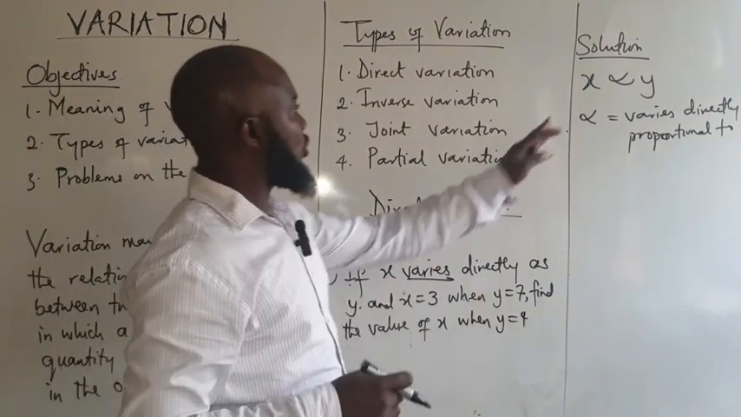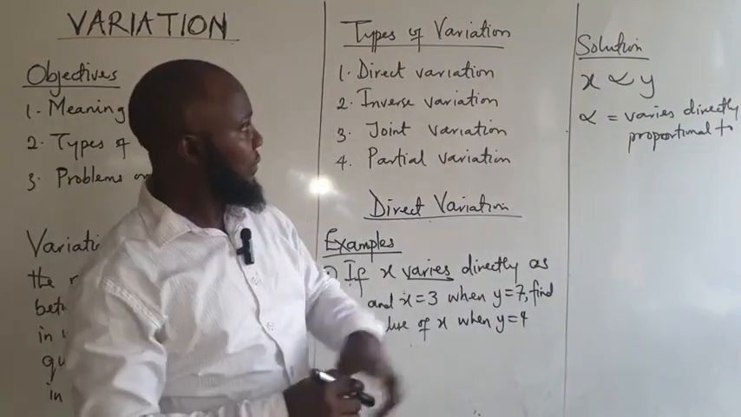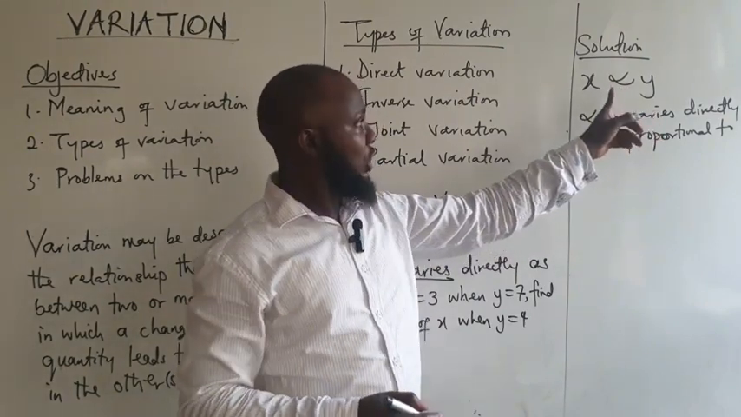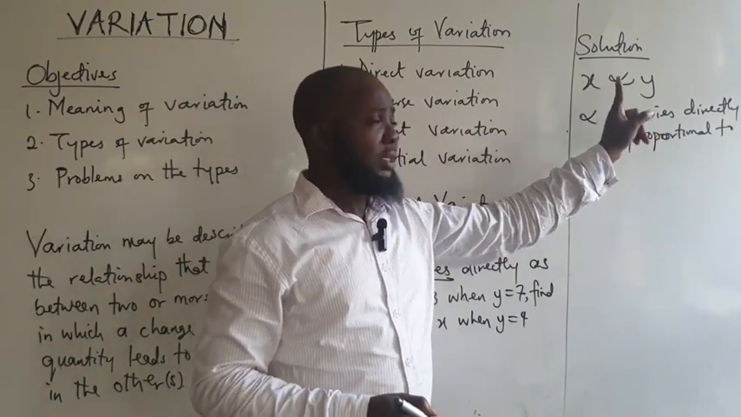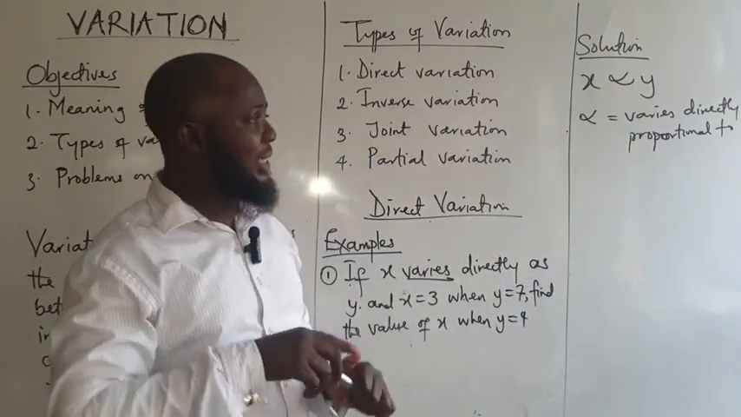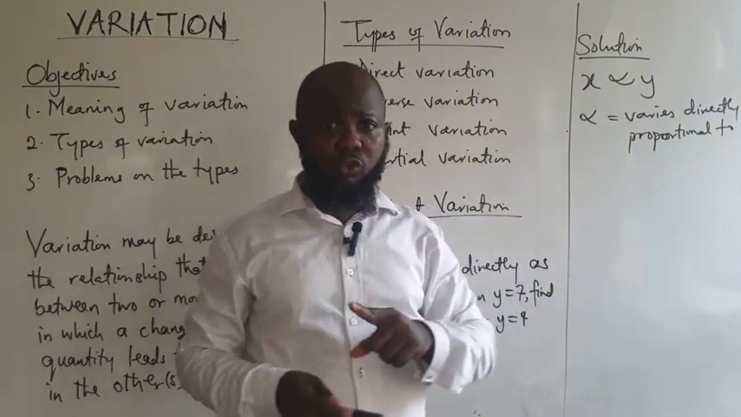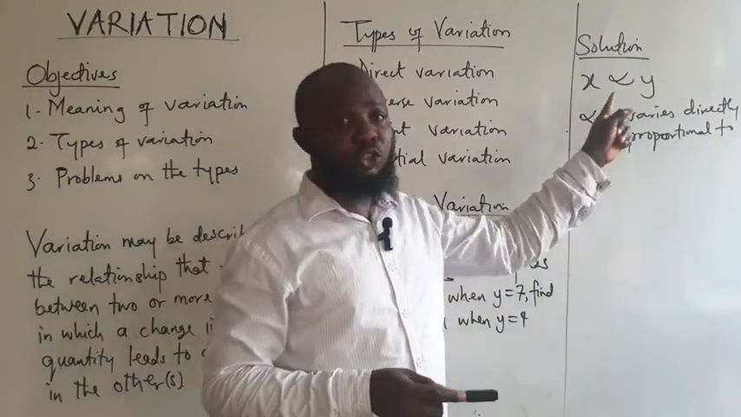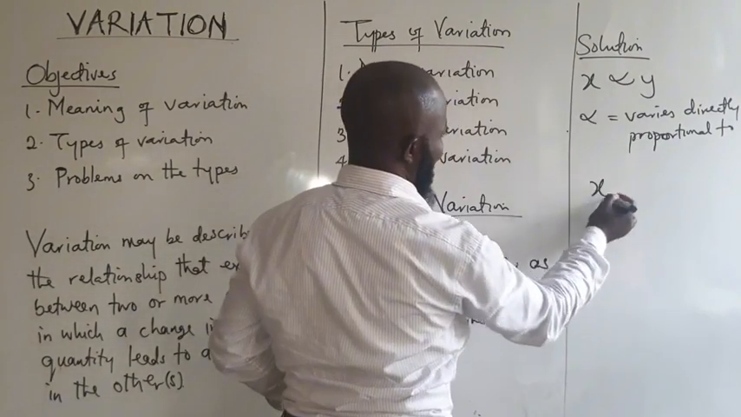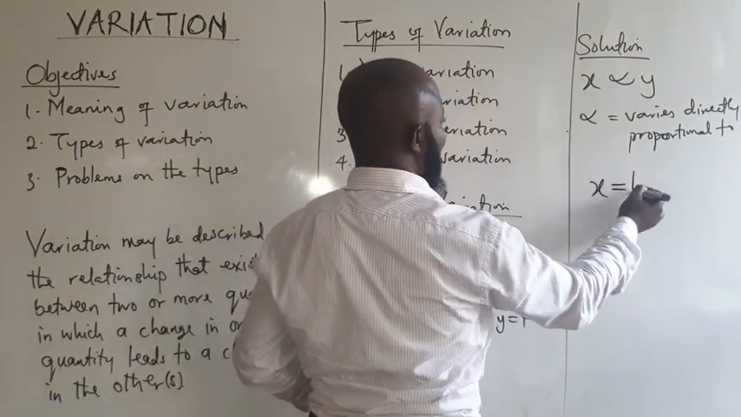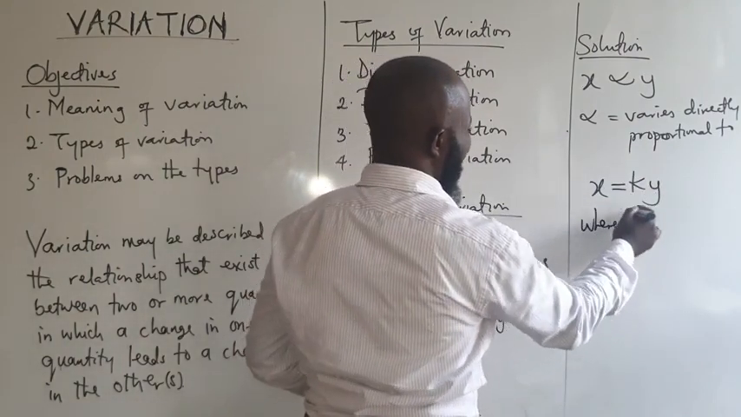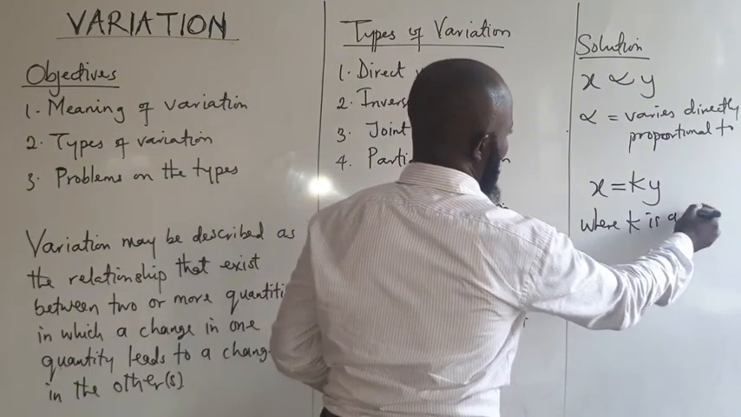Now, we cannot solve anything with this symbol. So we have to change it to a mathematical equation. We are going to change this variation symbol to an equals to sign. As we are changing the variation symbol to an equals to sign, we must introduce a constant. So this will now change to x equals ky, where k is a constant.